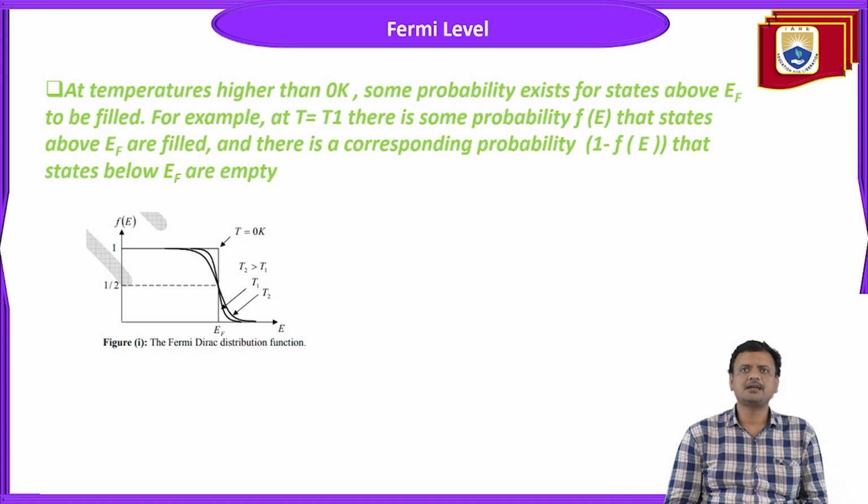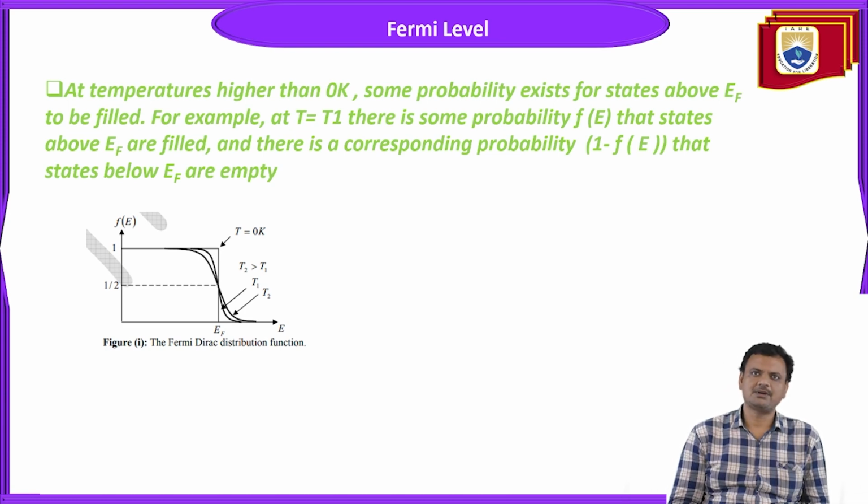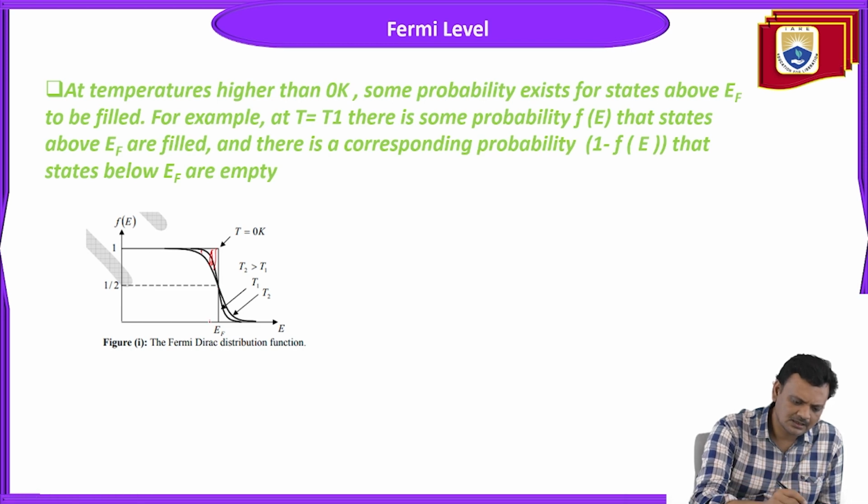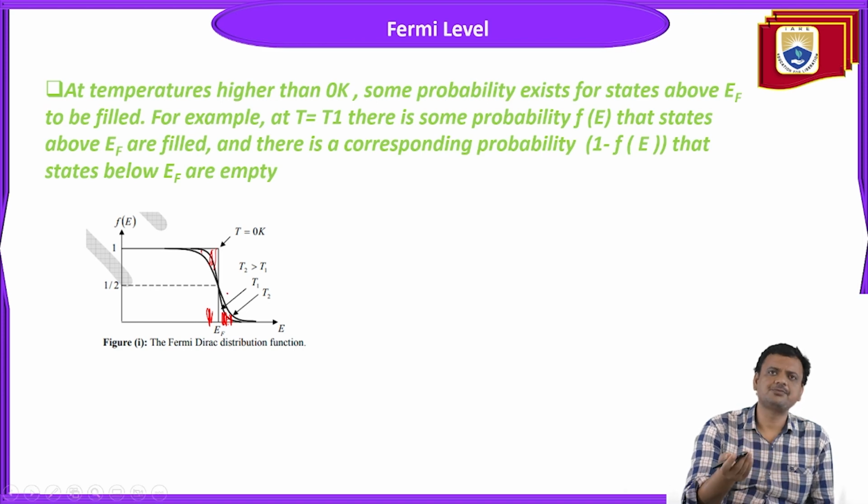So at a temperature higher than 0 Kelvin, some probability exists for the states above EF to be filled. For example, at T equal to T1, there is some probability F of E that states above EF are filled, and there is a corresponding probability 1 minus F of E that states below EF are empty. That means there are some chances that the states here are empty, and the same chances that states here will be filled.